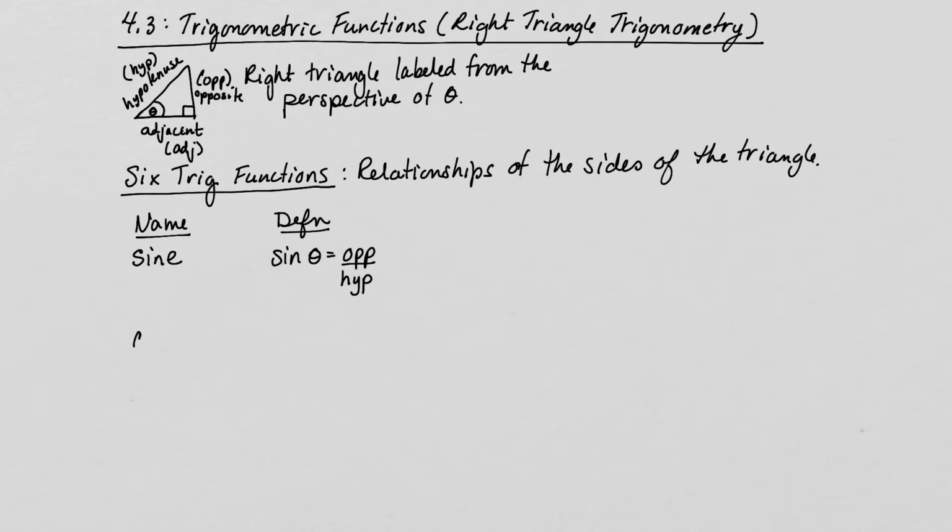The second one is called the cosine, and that is cos theta equals the adjacent over the hypotenuse. And then the third one is the tangent, so tan theta, and that is equal to the opposite over the adjacent.